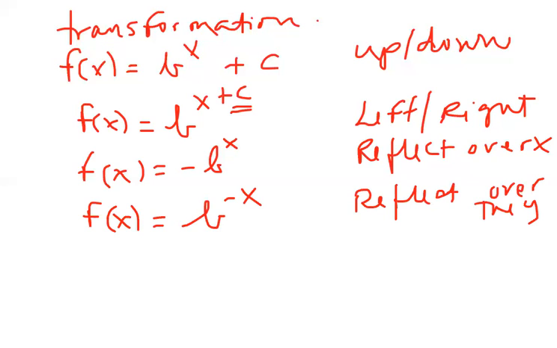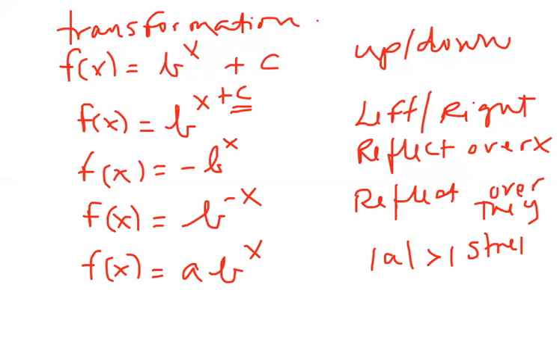And then last but not least, this is the last one I'm gonna mention, guys, and that is the vertical stretching and shrinking. So here, when you have a leading coefficient, remember, if the leading coefficient is greater than 1, it is stretching vertically. Now, if the leading coefficient is between 0 and 1, it is going to be shrinking vertically, all right?